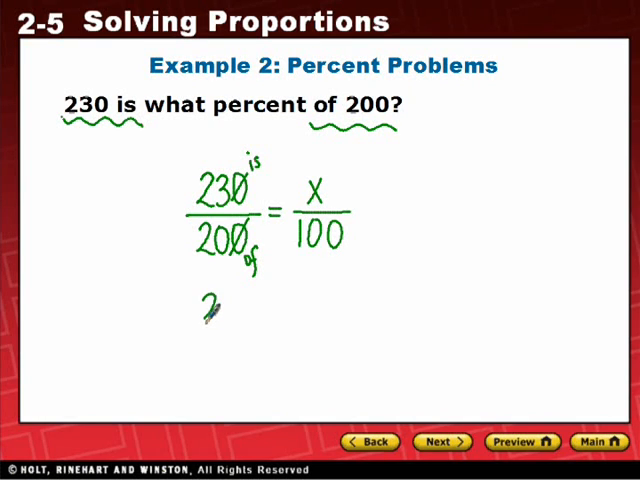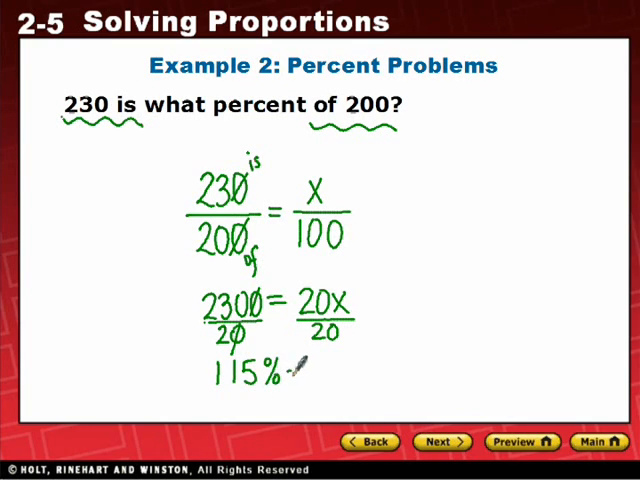And now when I cross multiply, that gives me 2,300 equals 20x. And I can divide both sides by 20. And I'm going to get rid of the zeros at the end there. So 230 divided by 2 would be 115. And don't forget that percent sign. 115% equals x.